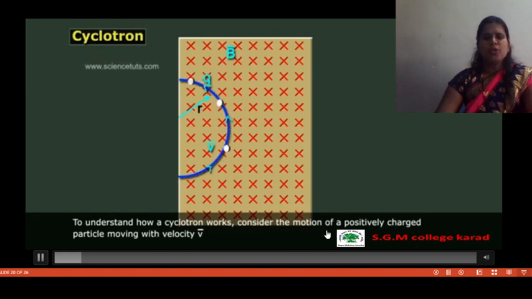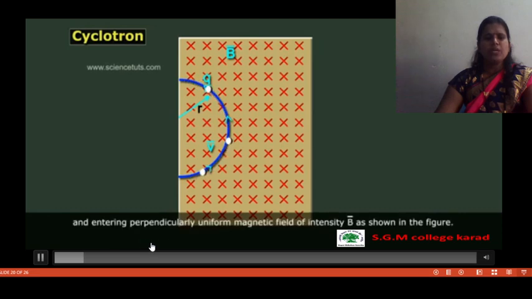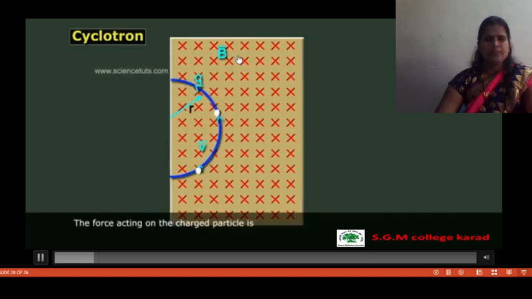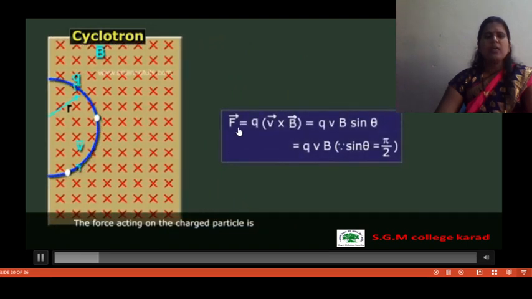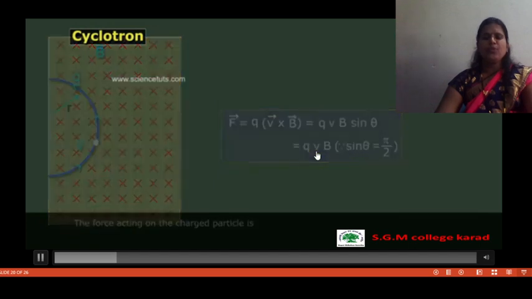Consider the motion of a positively charged particle moving with velocity v and entering perpendicular to a uniform magnetic field of intensity B. The force acting on the charged particle is F = qv × B. We can write qvB sin θ. Sin θ is equal to sin π/2, so the force acting on the charged particle is qvB.